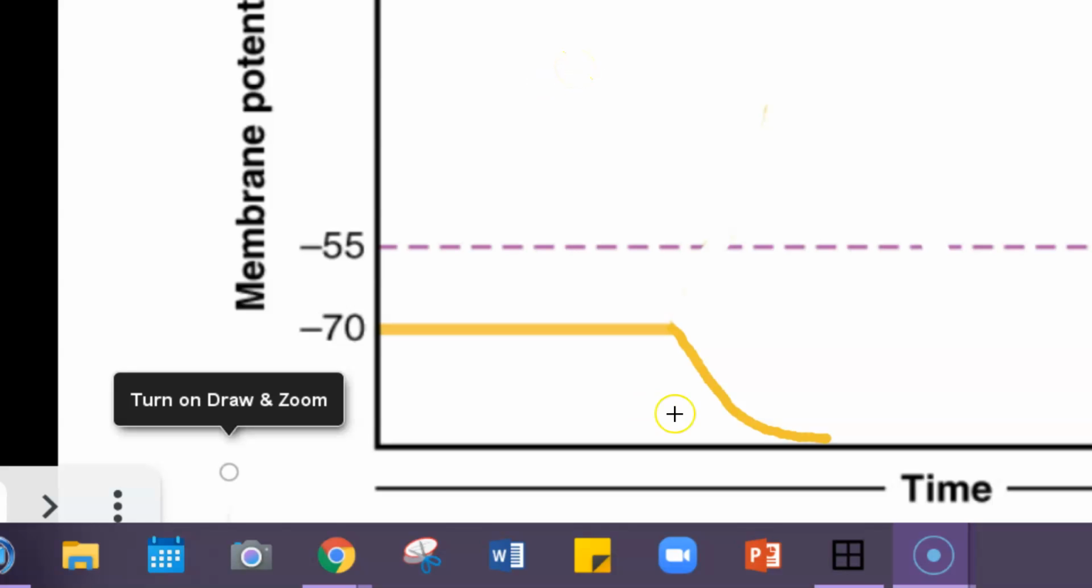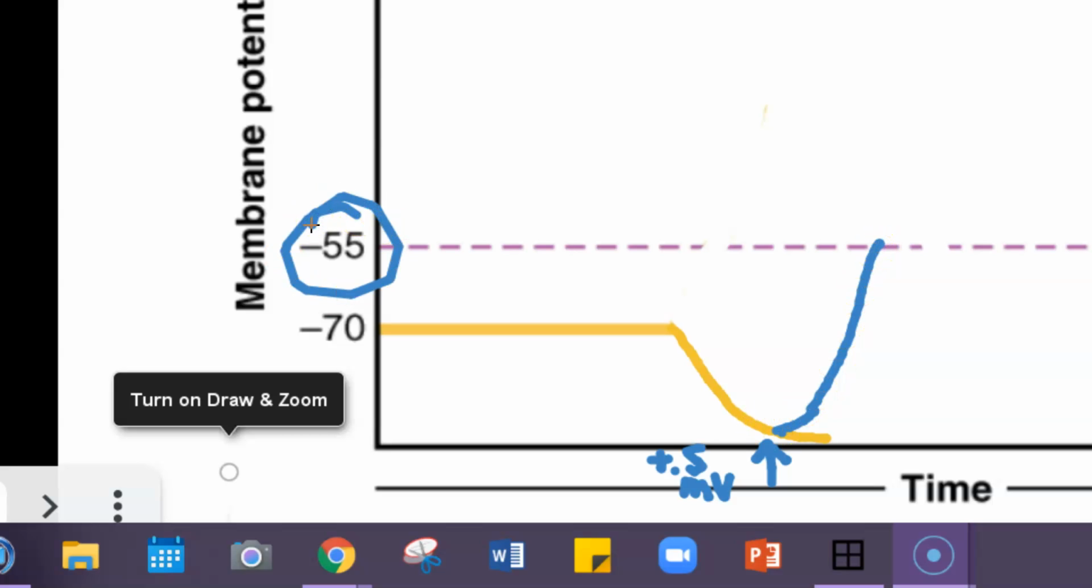hyperpolarization, if we get a stimulus, say right here, usually a single stimulus is only going to raise our membrane potential by 0.5 millivolts. And so 0.5 millivolts is not going to be enough to raise this membrane potential all the way back up to a negative 55. Like that's where it would have to go. Because remember, negative 55, like negative 60, that is threshold. That's what has to be met in order for an action potential to occur.